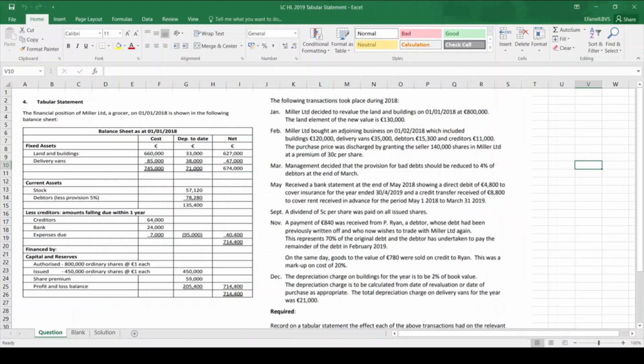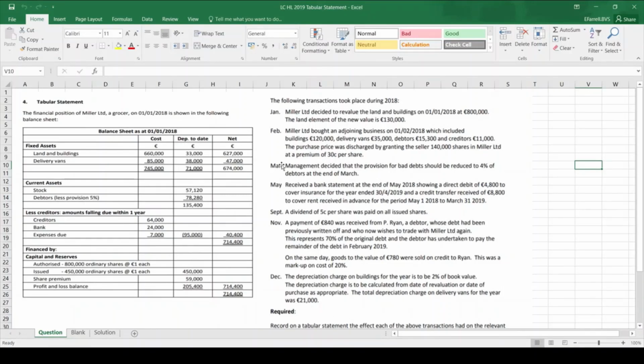Hi, today we're going to have a look at the 2019 Leaving Cert Higher Level Tabular Statement question. First of all, we were given a balance sheet, and then we were given some transactions during the year. Then we were asked to record these transactions on a tabular statement.